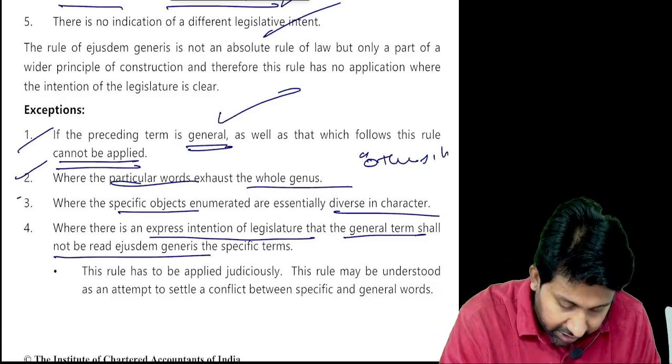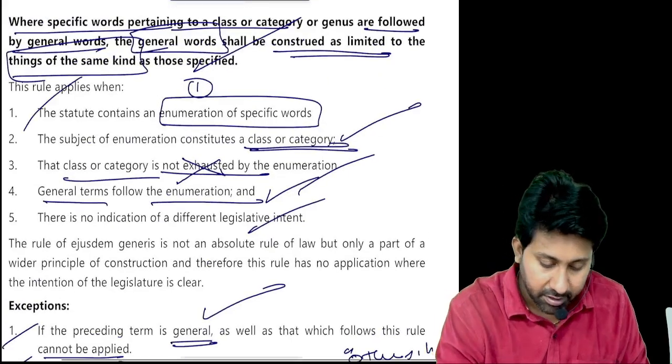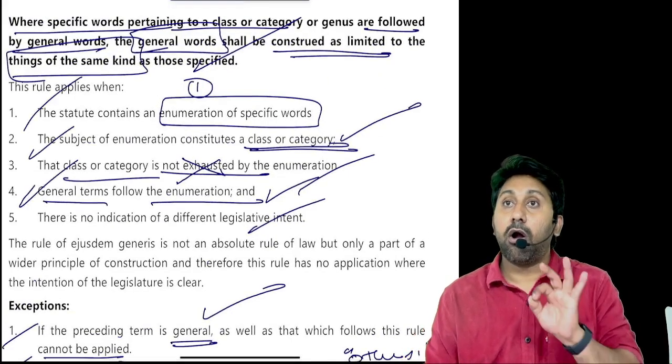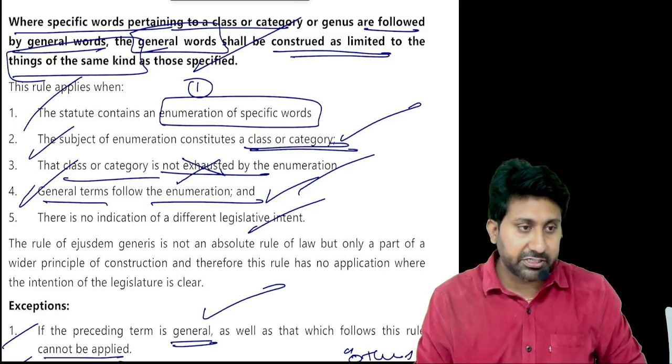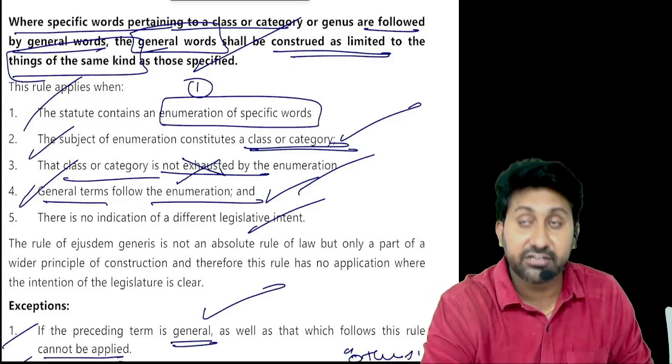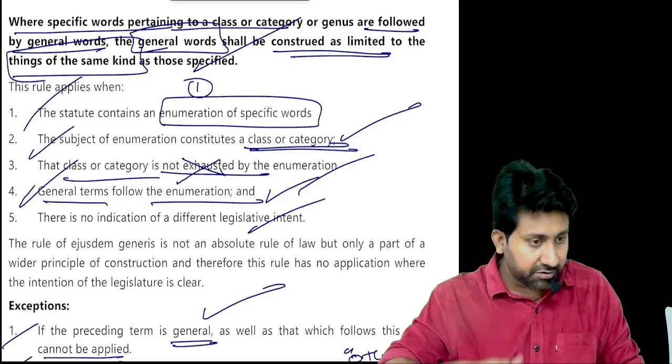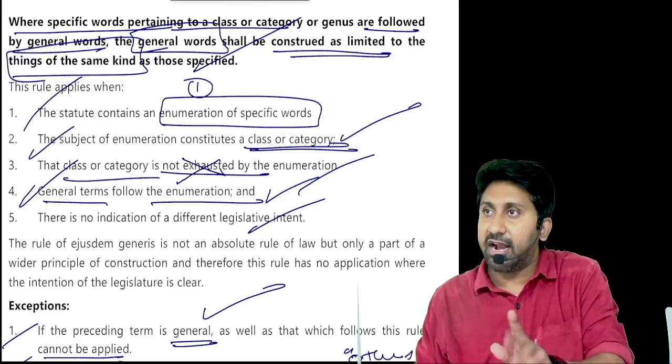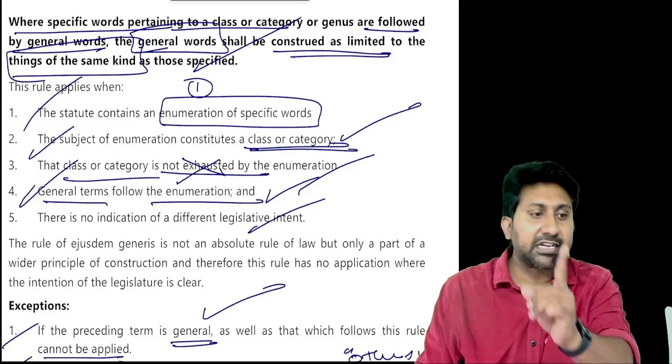Okay. These 4 exceptions are also important for the exam. With this, we completed all the important rules of interpretation. Okay. Next video, secondary rules of interpretation also will come immediately after this. In that, I will do secondary rules of interpretation with exceptions.